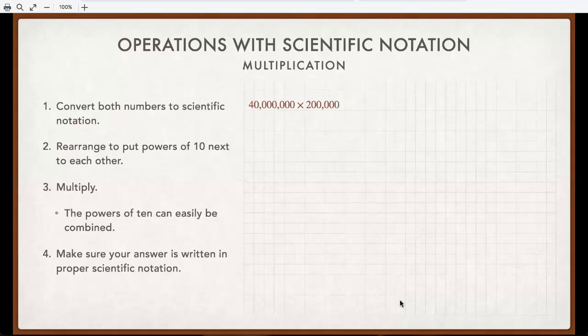So if we want to multiply 40 million by 200,000, we can convert them both to scientific notation. So 40 million becomes 4 times 10 to the 7th, and 200,000 becomes 2 times 10 to the 5th. Now notice I've left these parentheses here to make it easier to see where each of these came from. But since all of our operations here are multiplication, it doesn't matter what order we do them in. So we're actually going to rearrange them: 4 times 2 times 10 to the 7th times 10 to the 5th. This will make it a little bit easier to see what we're going to do.